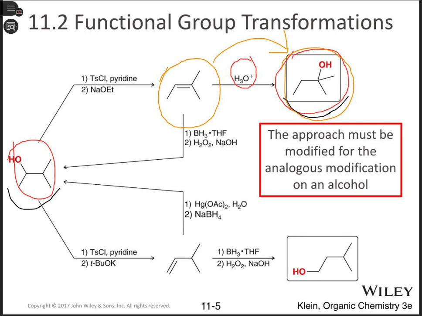Why does it work here? Does it always work? Well, it does add Markovnikov. It doesn't always work because often it involves rearrangement. But in this case, we're going to form the tertiary carbocation, which is stable, so we're not worried about rearrangement.